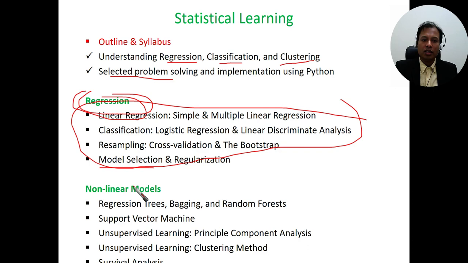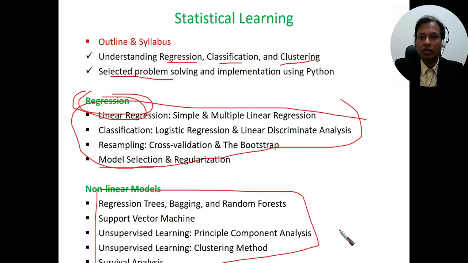And then we will also have some other ideas, but those are less focused. But I am very much interested to explore these topics also if we get sufficient time. So that is called nonlinear problems, that might include decision trees, random forest, and then support vector machine. And we also have the unsupervised learning. So that's called principal component analysis and clustering methods.